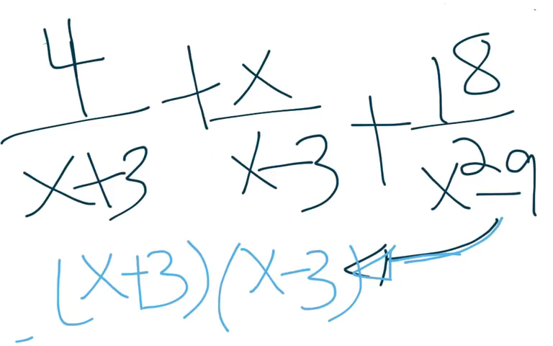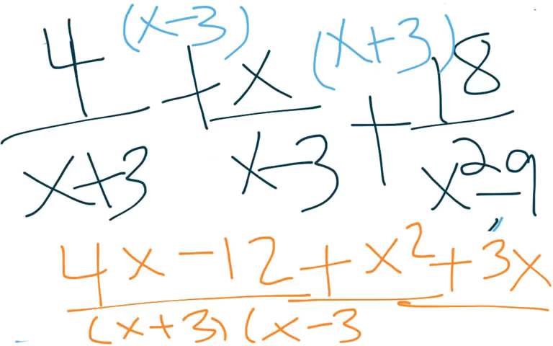Alright, so the next problem is 4 over x plus 3 plus x over x minus 3 plus 18 over x squared minus 9. And since they don't have a common denominator, you would go ahead and factor x squared minus 9 since it's the least common denominator, which is x plus 3 and x minus 3. Now that you have factored x squared minus 9, you would multiply that to the numerator. And you wouldn't multiply that to the denominator since that would be your denominator.